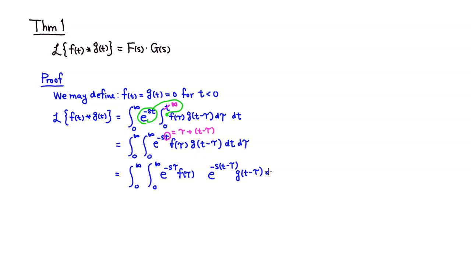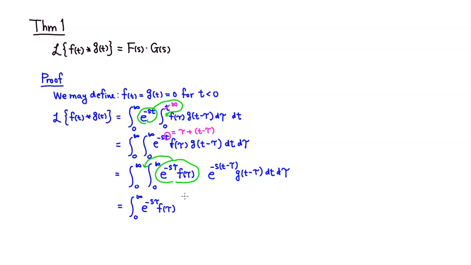And this is with respect to t. And then we have it with respect to tau. Now, the next thing we can do is, since here we have this expression which has nothing to do with t, we can actually bring it outside because it's considered a constant in terms of that integral. So you have the integral from 0 to infinity, e to the negative s tau, f of tau.